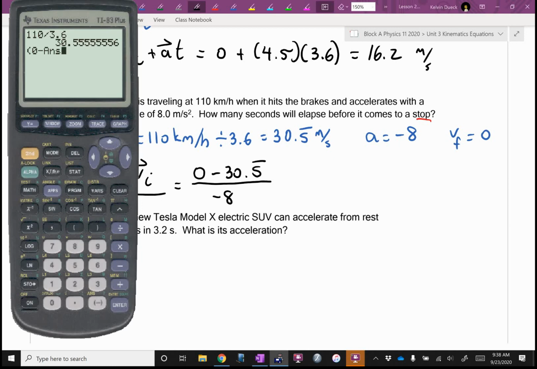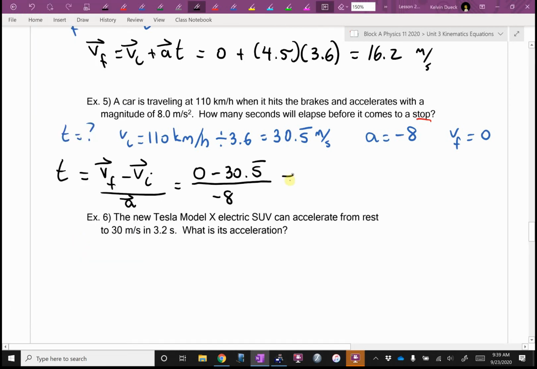Have we finished the top? Close off the top. Good. Divided by. Is there more than one number on the bottom? No. So do I need to put brackets around the bottom? No. -8, and now hit equals. I'm going to be fussy. I'm going to teach you how to use your calculators for maximum bang and minimum buck. Did you all get 3.81? How about 3.82?